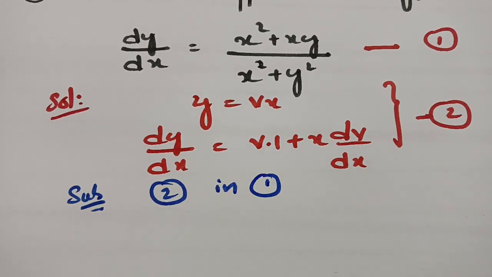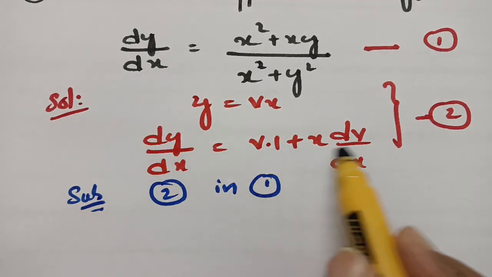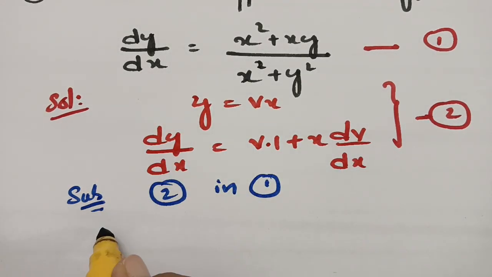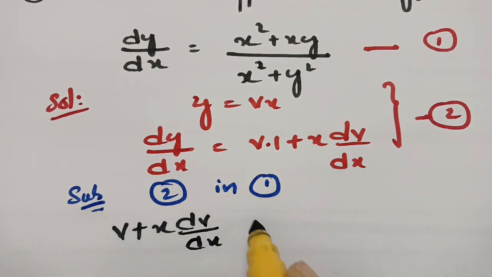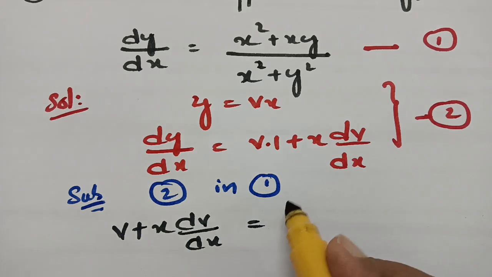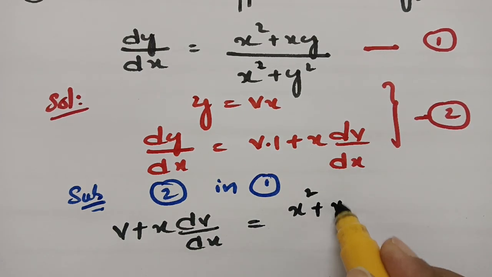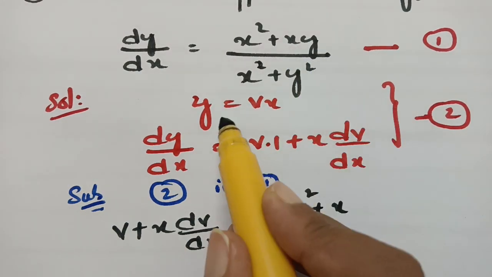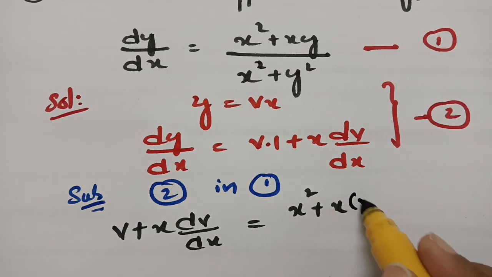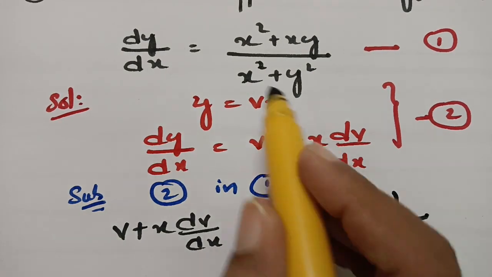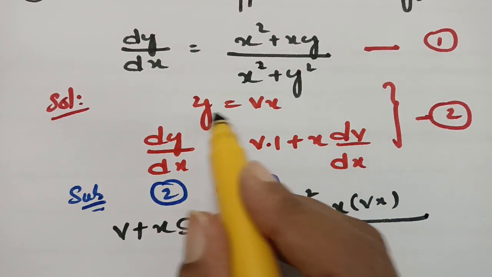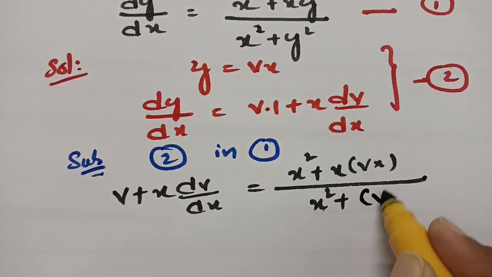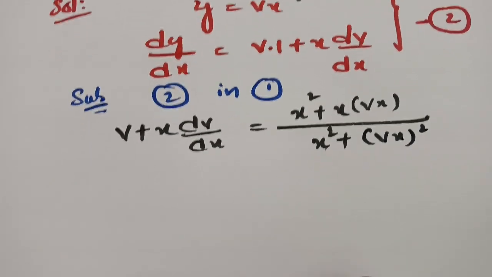So what is equation 1 here? In place of dy by dx, I am going to write v plus x into dv by dx, is equal to x square I am leaving as it is and x also I am leaving as it is. In place of y, I am going to write v into x. Divided by x square, I am writing as it is, and in place of y I am going to substitute vx, so this value is vx whole square.